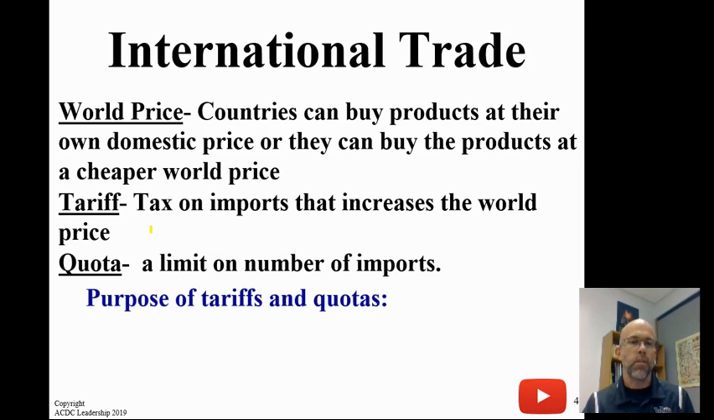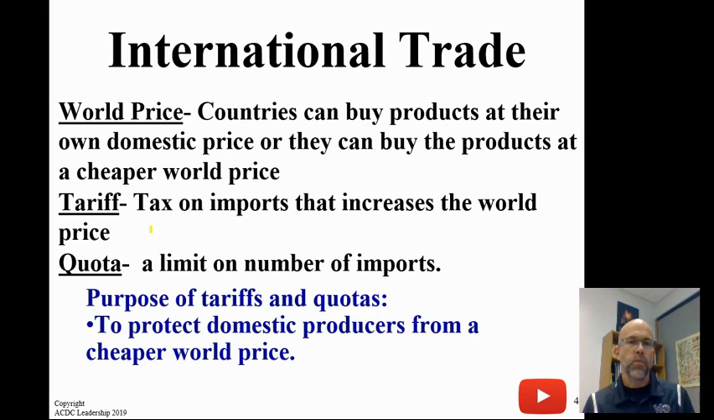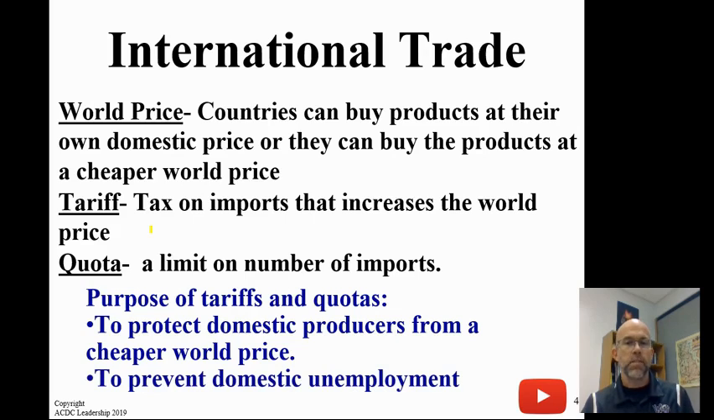Now, why do they do that? Well, the purpose of both tariffs and quotas is to protect the domestic market. So it protects domestic producers from a cheaper world price, but it also prevents domestic unemployment. So this is more employment domestically.